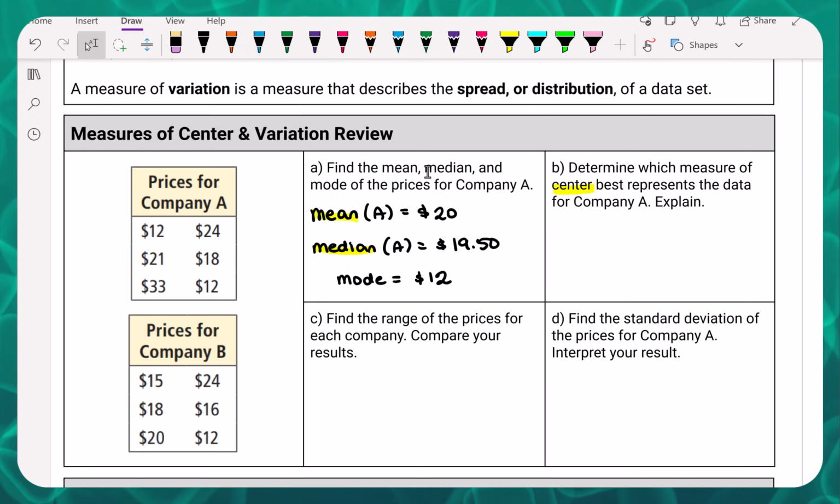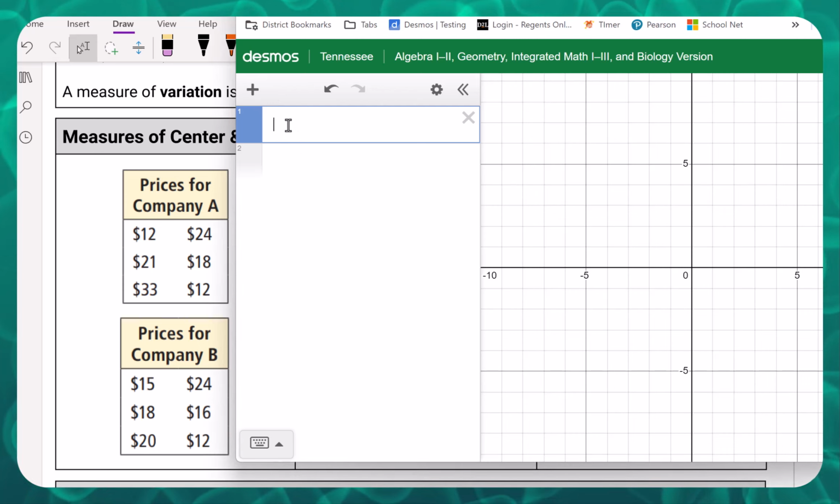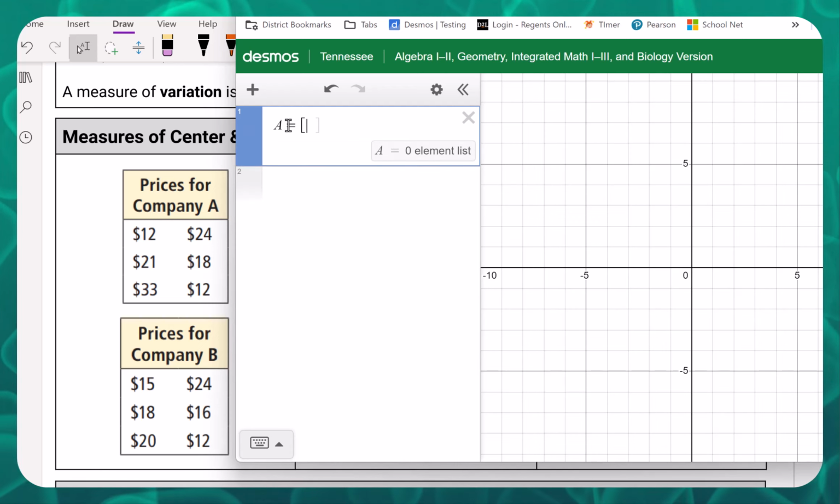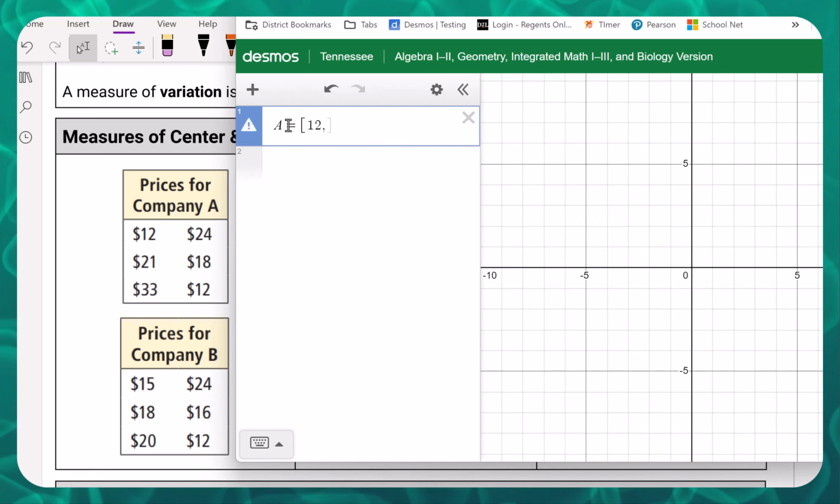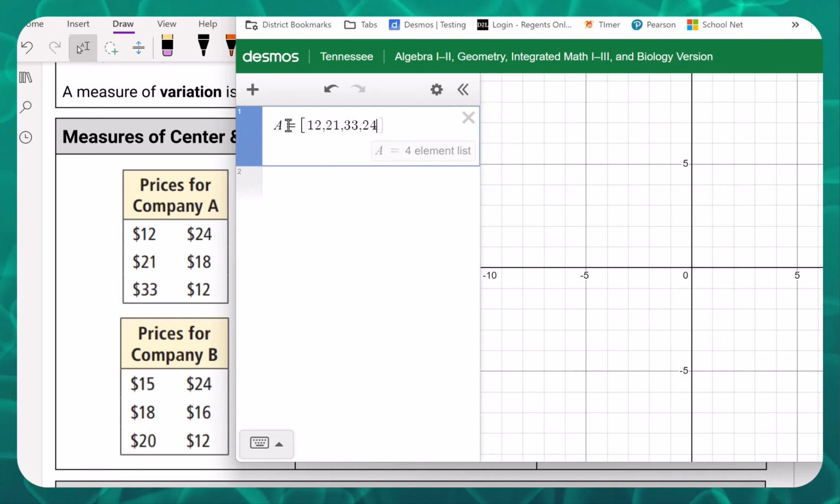All right, so I went ahead and wrote down the answers to part A. Let me show you how I got those using Desmos. All you need to do is enter your data. Make sure that when you enter your data, you use a capital letter. We're going to hit equals and then open bracket, and then separate each number using a comma.